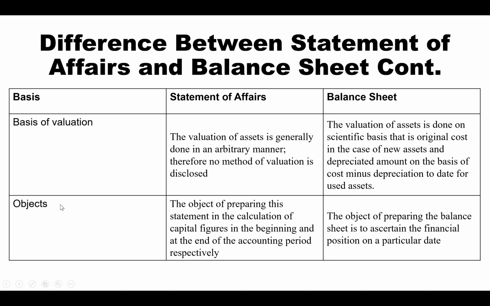On the basis of objects, the object of preparing the statement of affairs is the calculation of capital figures at the beginning and at the end of the accounting period, respectively. The object of preparing the balance sheet is to ascertain the financial position at a particular date. So these are a few differences that you can talk about between the statement of affairs and the balance sheet.